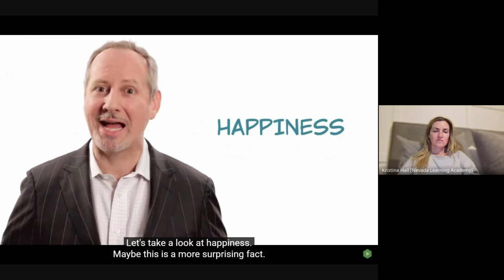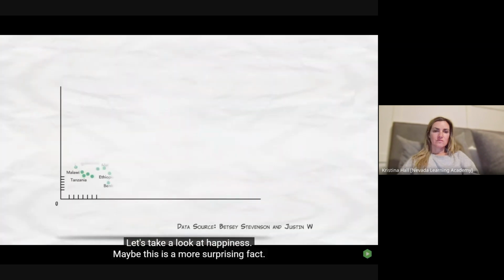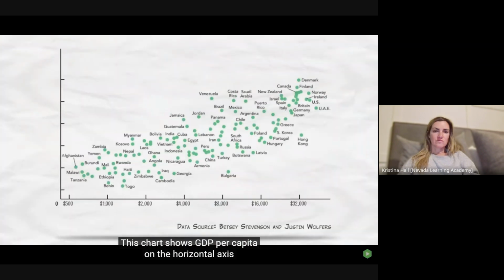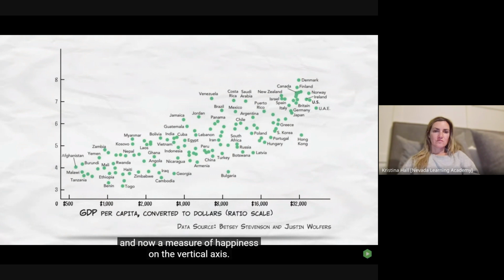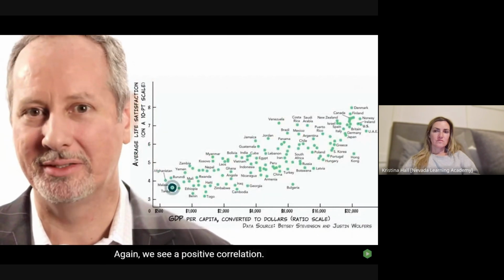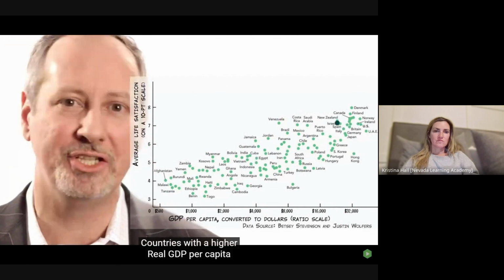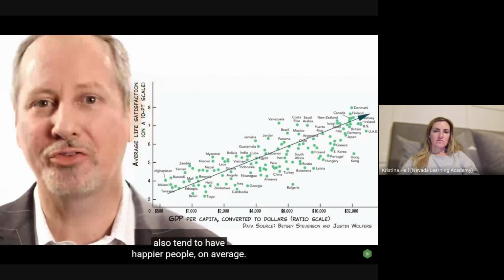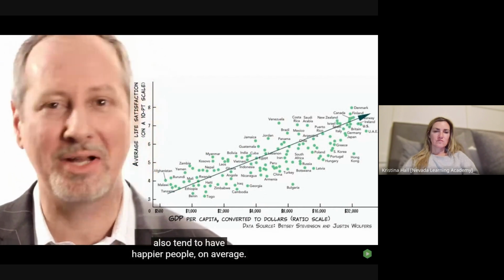Let's take a look at happiness. Maybe this is a more surprising fact. This chart shows GDP per capita on the horizontal axis, and now a measure of happiness on the vertical axis. Again, we see a positive correlation. Countries with a higher real GDP per capita also tend to have happier people, on average.